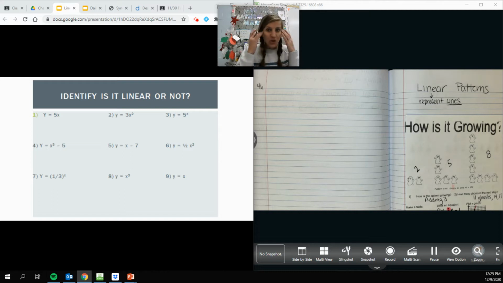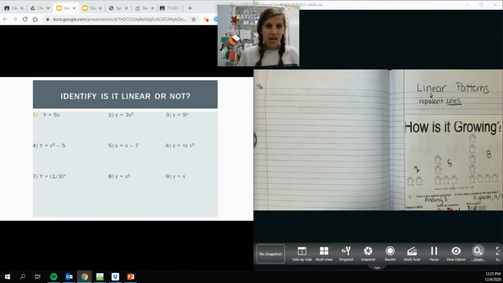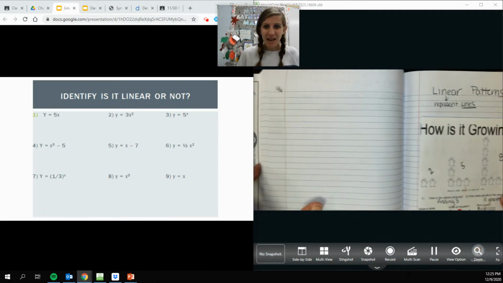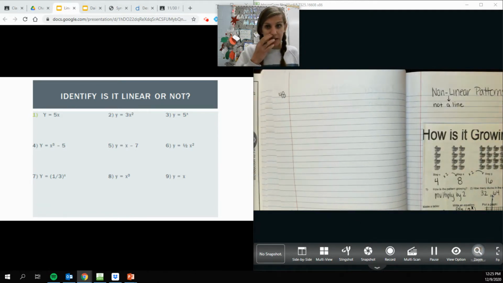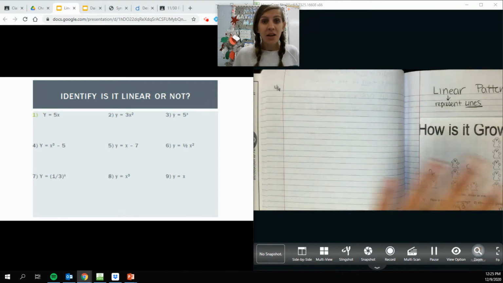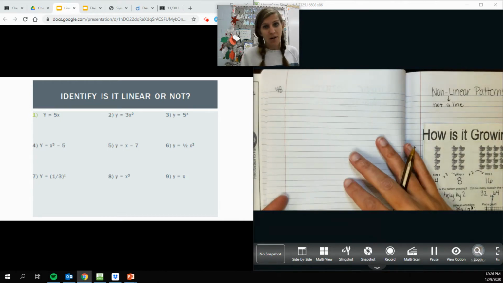All right, guys. So we are going to look at a couple of different things and decide if they are linear or not. So in my notebook, I'm on page 46, but I'm also going to be jumping to page 48 because I'm going to go back and forth. If it's linear, I'm going to put it on 46. If it's not linear, I'm going to put it on 48.